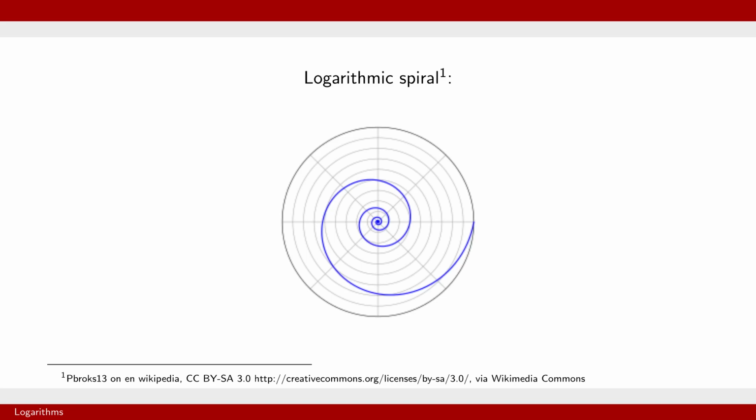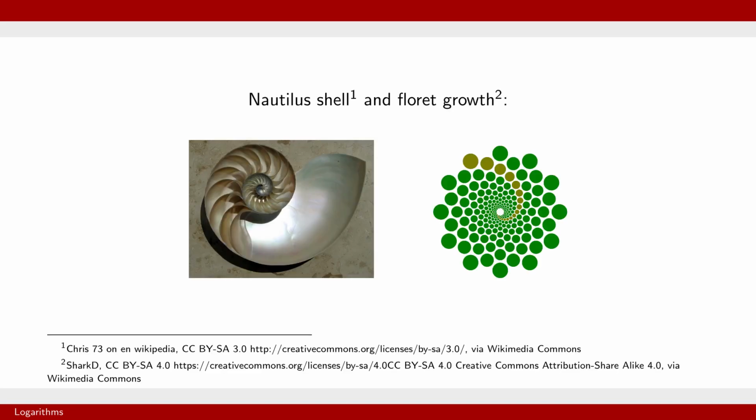A logarithmic spiral or growth spiral is a spiral curve for which the distance to its center point increases by a constant factor on every turn. Now let's take a look at the occurrence of logarithms in nature, where many examples of this can be found. For instance, the growth of mollusk shells or patterns of floret growth.